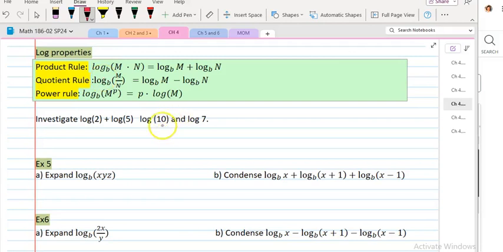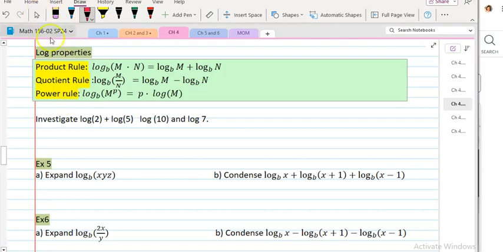Hello, pre-calculus student. This video is for chapter 4.5, log properties. There are three properties covered in this section of the book. They call it a rule. Sometimes we call it a property, so it's just terminology. In this book, they call it a rule: the product rule, quotient rule, and power rule.